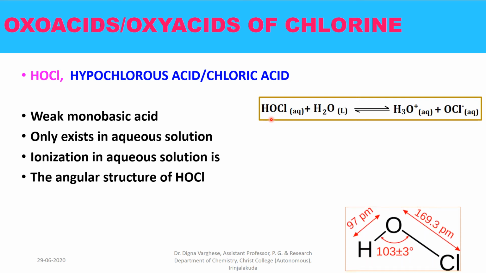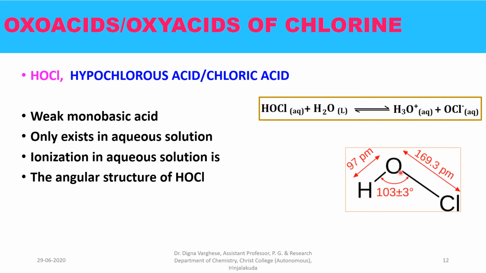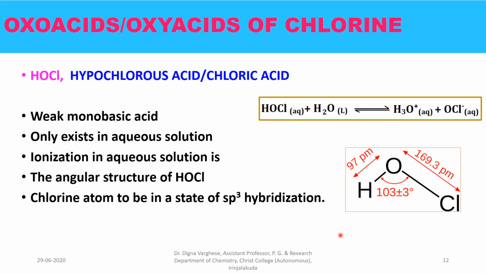It has an angular structure, HOCl, and the chlorine atom to be in a state of sp3 hybridization, and the bond angle is 103 plus or minus 3 degree approximately, and its bond length OCl is 169 picometer and OH bond length is 97 picometer. Chlorine atom is connected to oxygen only, so it has an sp3 hybridized state.